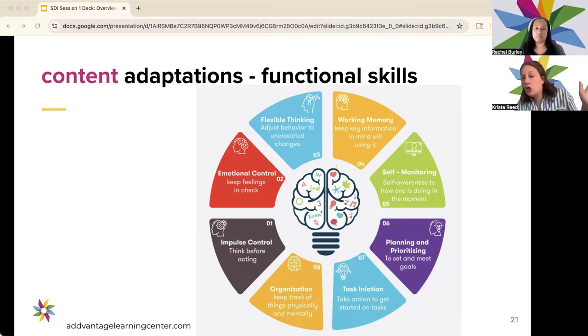So when we think about functional skills and functional needs areas, these are the ones that are coming up the most often, right? Flexible thinking, the ability to self-monitor, the ability to plan and prioritize, task initiation and perseverance, right? Impulse control, organization, social emotional skills. These types of executive functioning skills are also additional content that students may need because of the nature of their disability.